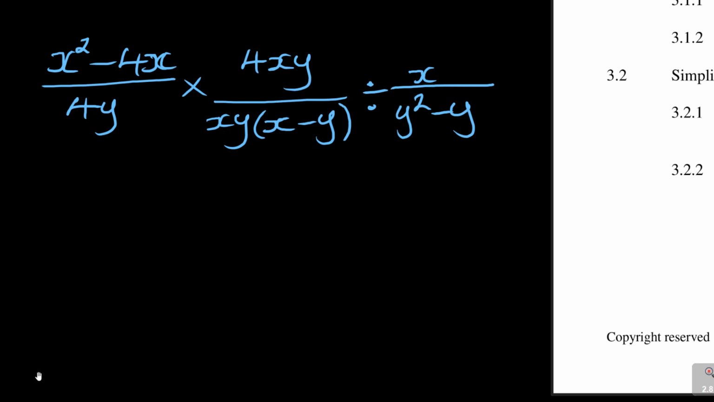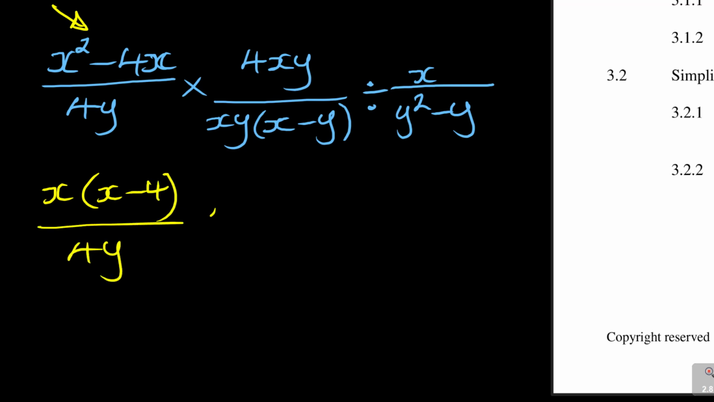Now, let's do it right. What do we factorize on top, on the first one here? Let's factorize over the x. Take out x, so it's going to be x minus 4. And then at the bottom, we can leave it like that. Let's not change anything for now. Times 4xy, I leave it like that. Let's not cancel out anything.